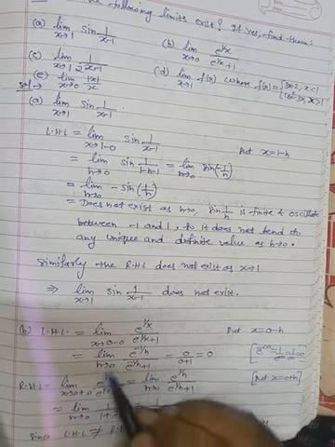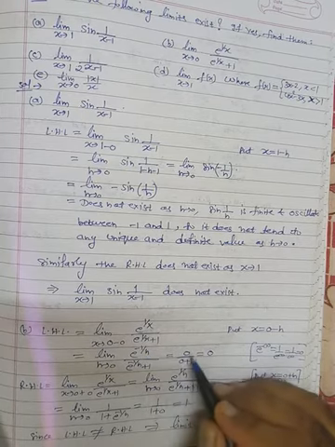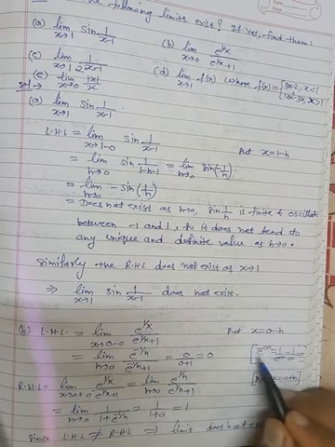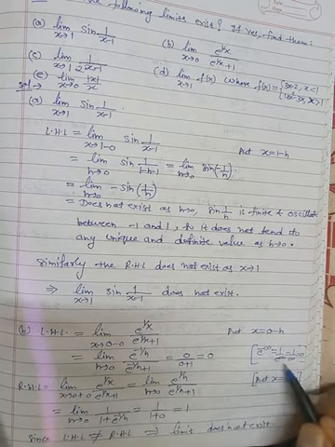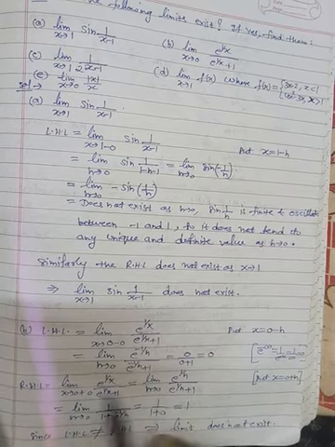Put the values, h tending to 0 here. So this will be e raised to the power minus infinity, that means 0. So 0 upon 0 plus 1, that means 0. Because e raised to the power minus infinity is 1 by e raised to the power infinity, 1 by infinity, and so 0. Now the right hand side limit.